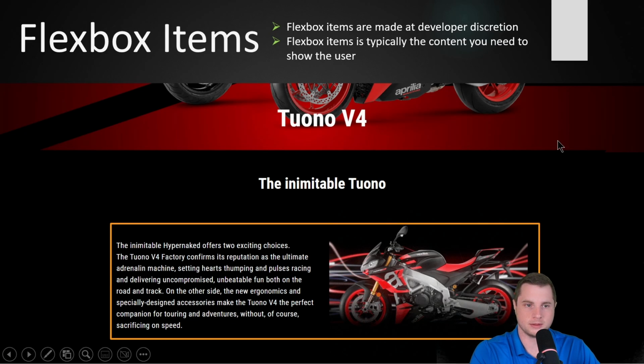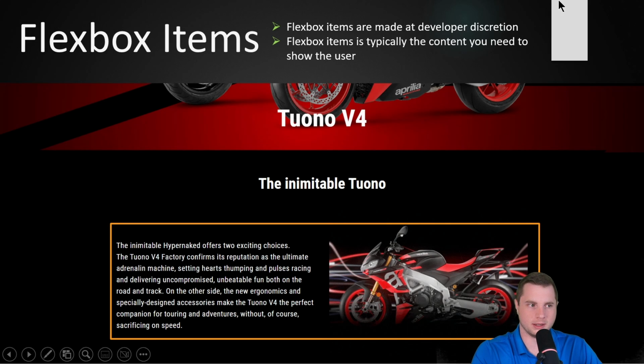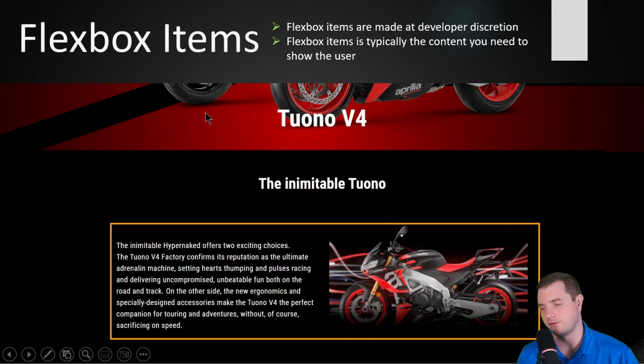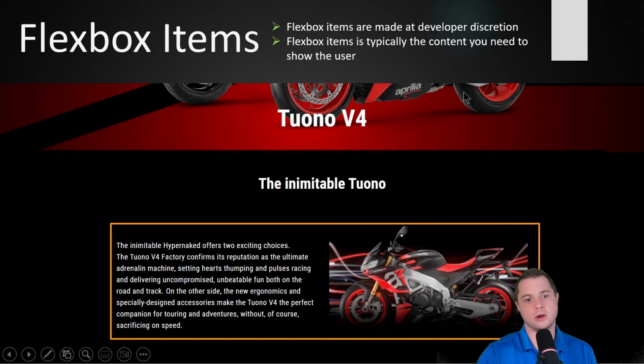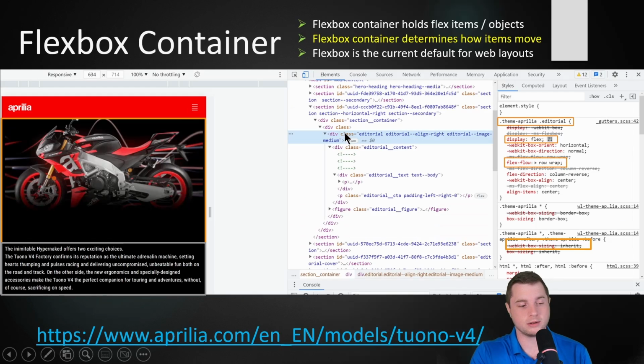This is not a video. I think I have the video later. Okay, so keep that in mind. So we have flex items, Flexbox items. If we go back to our original video here, container item 1, this is a flex item. The purple is the Flexbox container itself.